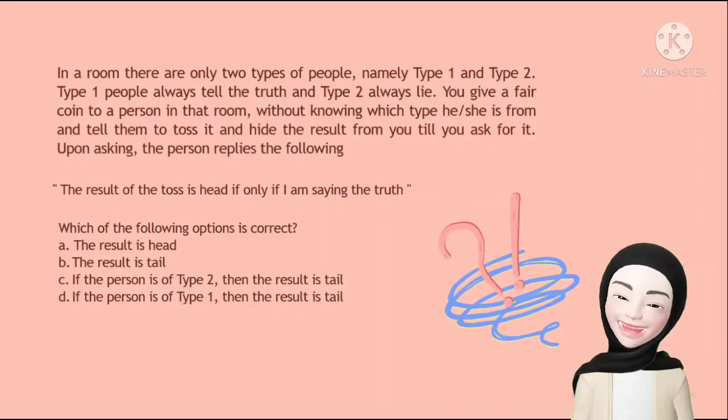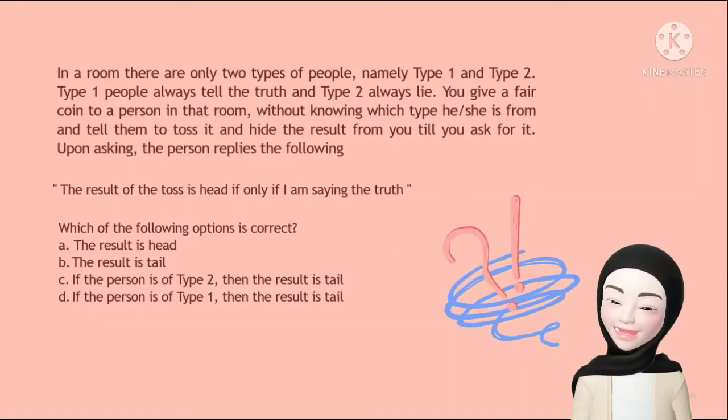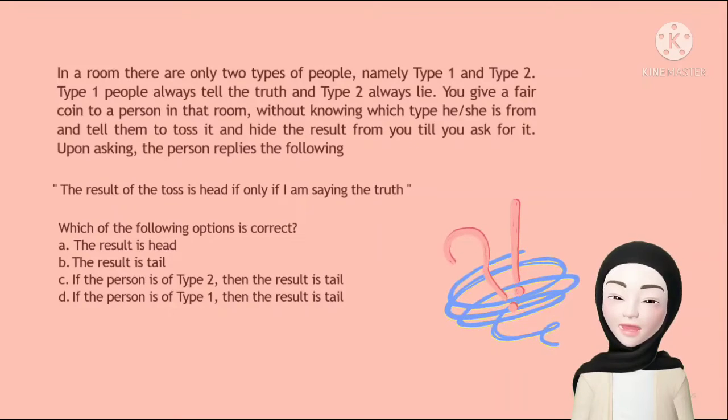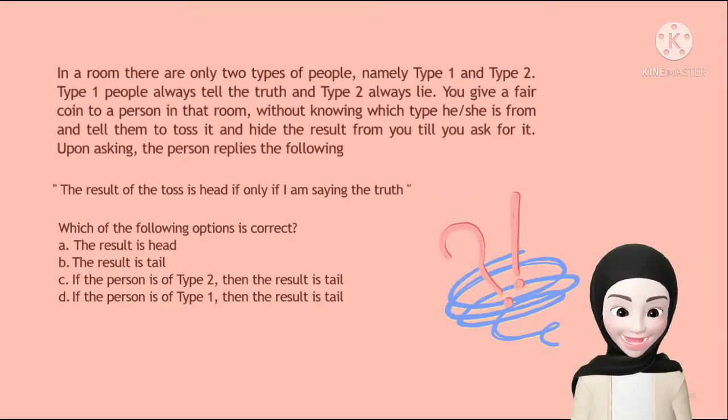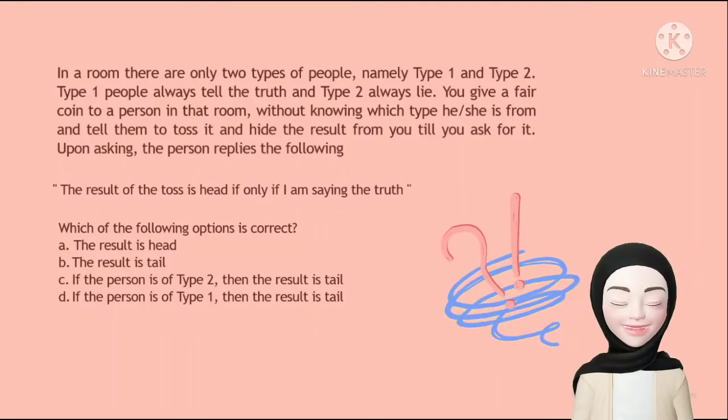Which of the following options is correct? A. The result is head. B. The result is tail. C. If the person is of type 2, then the result is tail. D. If the person is of type 1, then the result is tail.